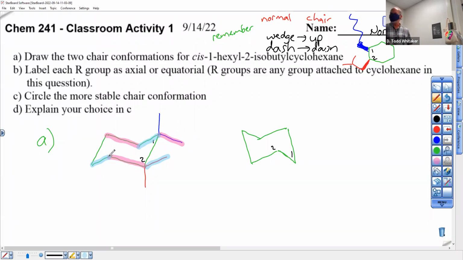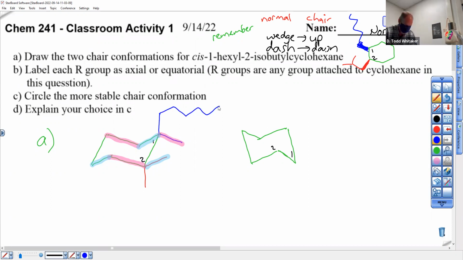Now we're going to go back and put this group on. Remember we said this blue group is up because it's on a wedge? Which of these 2 bonds is up? There's only one of them that's up. Axial. Put the butyl on, or hexyl on there, sorry. 1, 2, 3, 4, 5, 6.